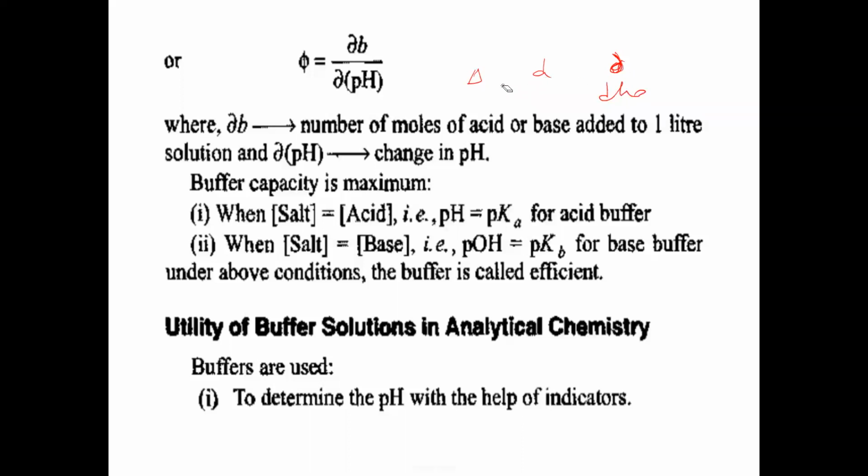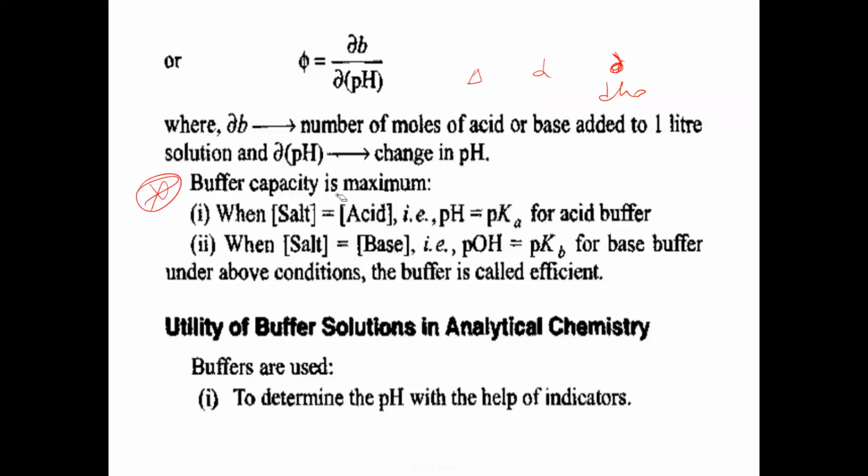The triangle indicates a very large change, small d a small change, and here dou B by dou pH is taken, a very small change. This is the phi value. Here dou B is the number of moles of acid or base added to 1 liter of buffer solution, and dou pH is the change in pH value, a very small change. Next. Now, this point you have to keep in mind. Important note.